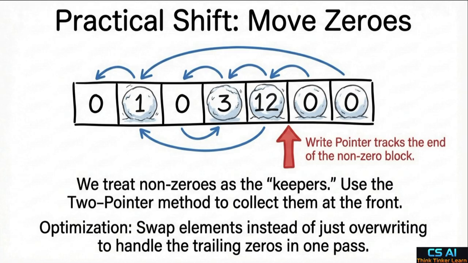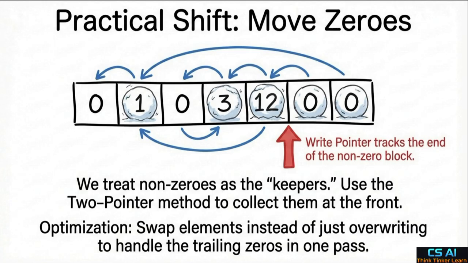Let's apply that to a common problem. Move zeros. The goal is to push all zeros to the end while keeping the non-zero elements in order. We treat the non-zero as our keepers. Our pointer tracks the end of the non-zero block at the front. As the read pointer finds a non-zero element, we have a choice. We could just overwrite, but then we'd have to fill the end with the zeros manually later.